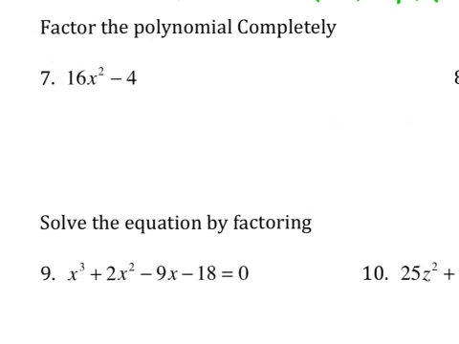Next, we're going to review factoring. So for number 7, we want to factor 16x squared minus 4. So we want to recognize that this is a difference of squares because 16 is a square and so is 4. And to factor difference of squares, we take the square root of both. So the square root of 16 is 4, so we're going to have a 4x and a 4x. And the square root of 4 is 2, so we have a 2 and a 2. And since it's difference of squares, we want 1 plus and 1 minus. So the answer is 4x plus 2 times 4x minus 2.